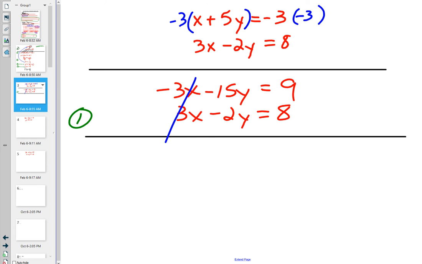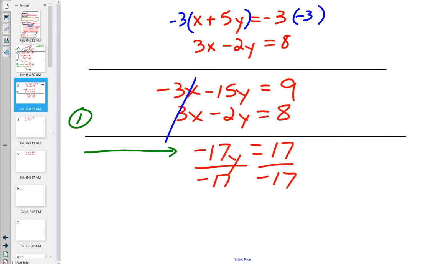Negative 15 plus negative 2 is negative 17y. 9 and 8 is positive 17. Divide by negative 17, divide by negative 17. By the way, something I want you to notice, if you look underneath the black line, once I did my PAL, how many variables do you see? Just one. So elimination accomplished the same thing that substitution did, which is I went down to one variable.